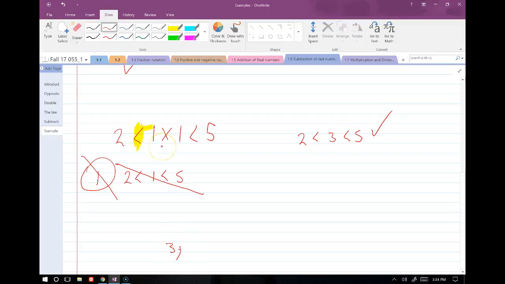Now, since we're dealing with absolute values, what's the absolute value of negative three? Three. That also makes this true. It's the same equation, right? And so negative three is also an integer solution. Can anybody think of another integer that might work? Negative four and four, yeah. The absolute value of negative four is four. Four is in between two and five, so we're good. Same thing happens with positive four.